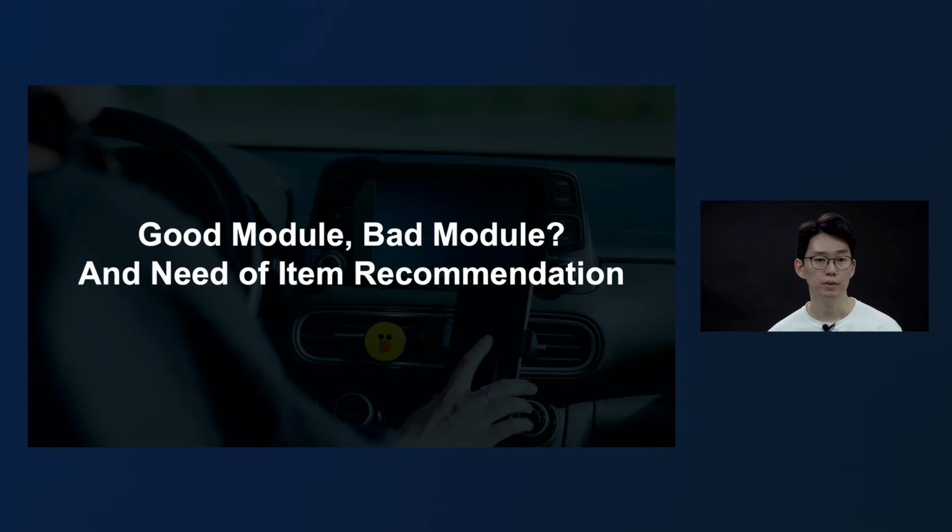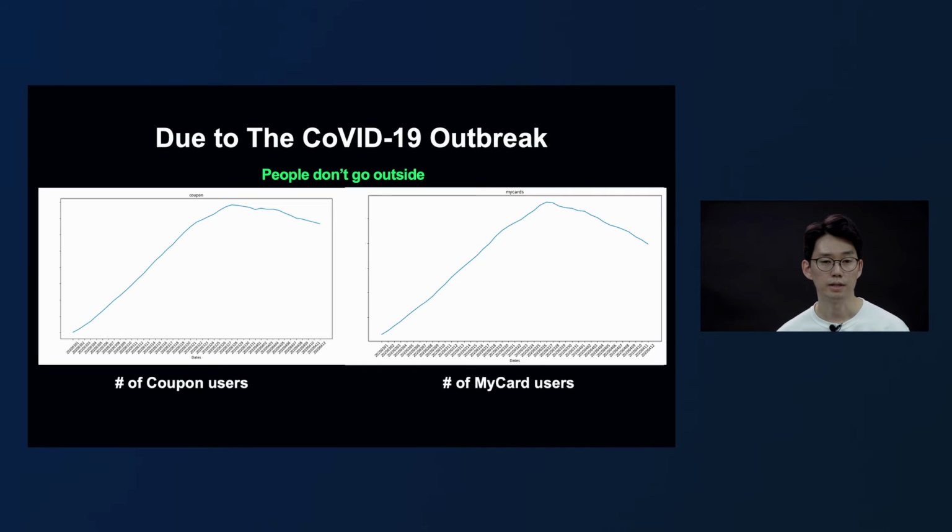We also found out something interesting, that there were good modules and bad modules. However, we don't want such polarization. So to eliminate this, we felt that we need a recommendation of items in the module. In Japan, there are outbound items such as coupons and My Cards, which should be used outside. The number of users of these outdoor items had increased for several months, but due to coronavirus worldwide, people don't go outside. Consequently, the number of users has decreased dramatically, as you can see.